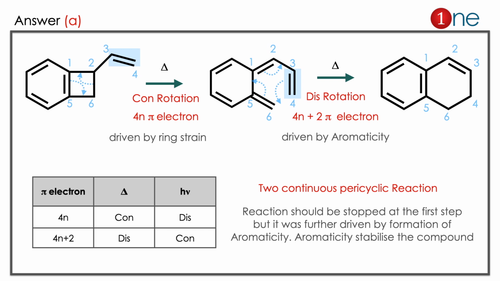So you have to understand a very important thing, that is the table. If it is 4n thermal, it is con. If it is 4n plus 2 thermal, it is a dis rotation.